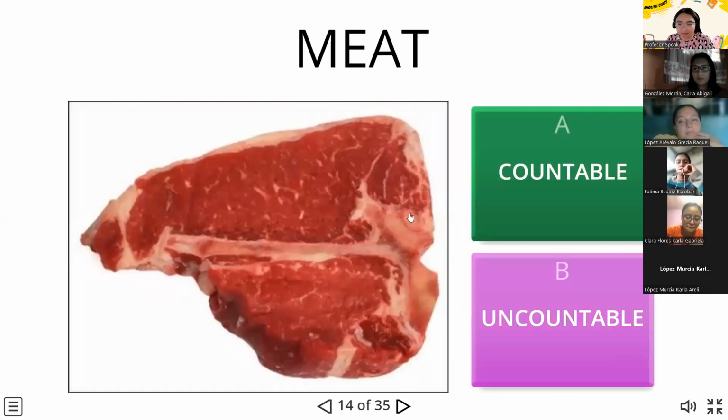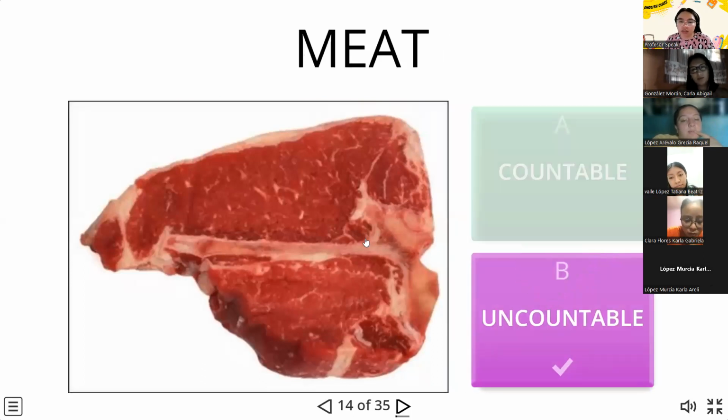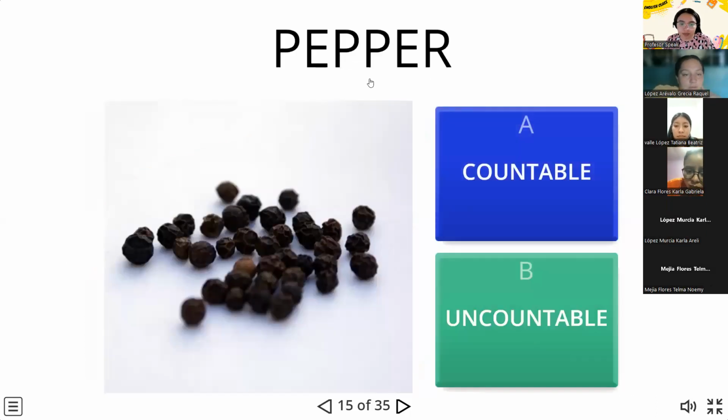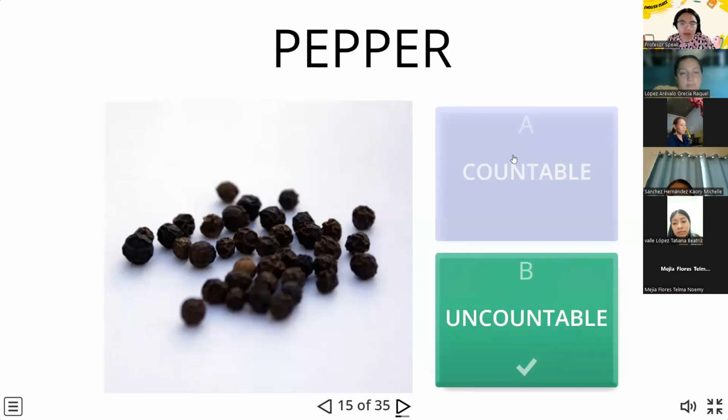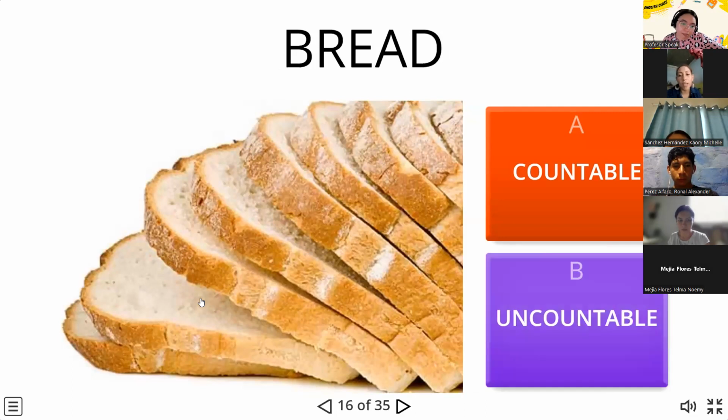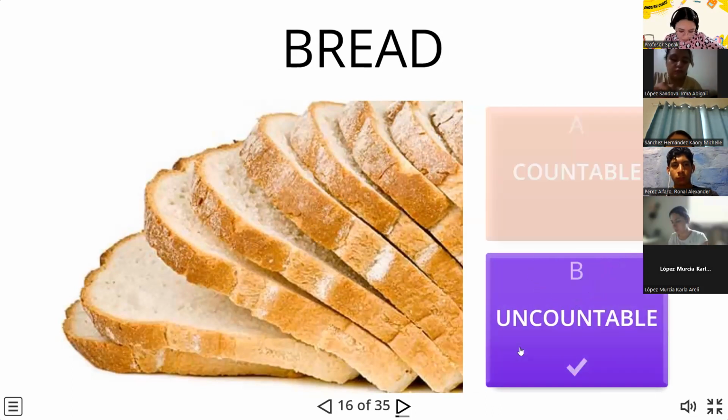Meat. Uncountable. Pepper. Uncountable. Now we have bread. Uncountable. Bread is uncountable. But esto que ven acá, estas son slices, rebanadas. So, estas rebanadas, sí, las puedo contar. I can count this. So, slices of bread.